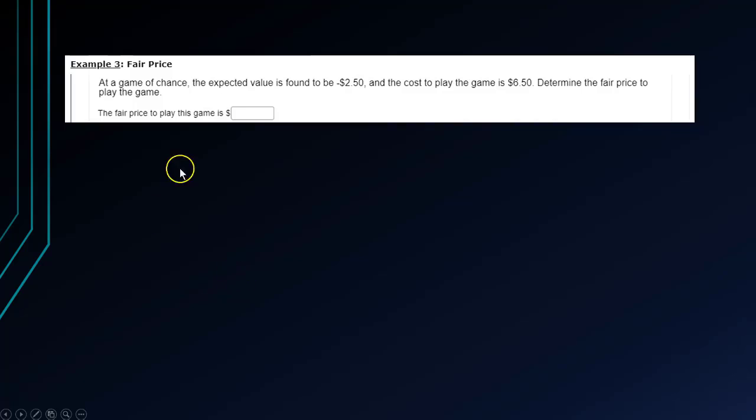Fair price. At a game of chance, the expected value is found to be a negative $2.50. The cost to play the game is $6.50. Determine the fair price to play the game.